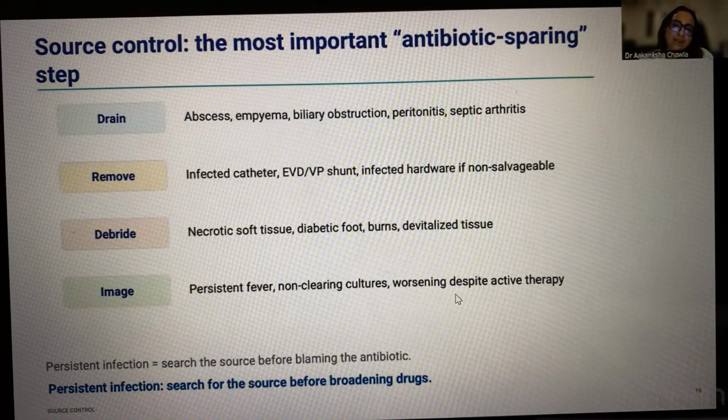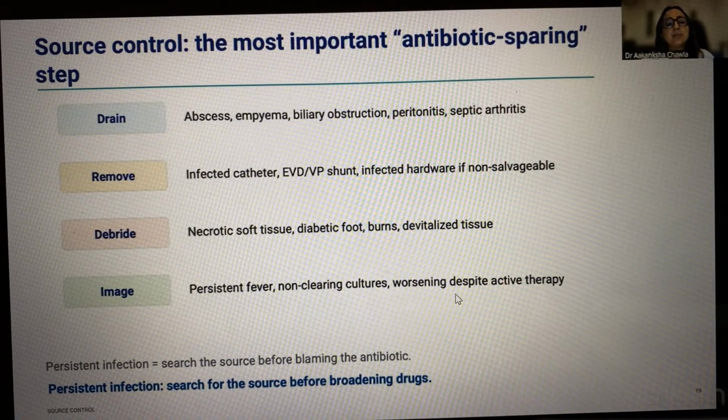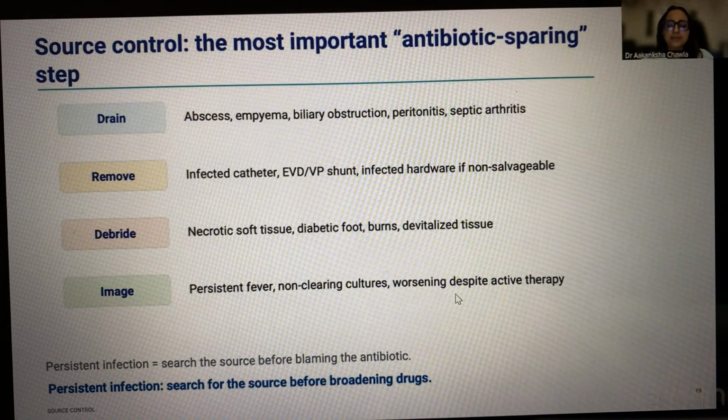After choosing the right drug, the right site, depending upon the bug and the syndrome, comes source control. If you don't do this, your patient is not going to get better just based on your culture sensitivity report and your appropriate antibiotic of choice. So you need to drain, remove, debride, and image if the patient has persistent symptoms, the cultures are not clearing, or the patient is worsening despite your adequate active therapy.